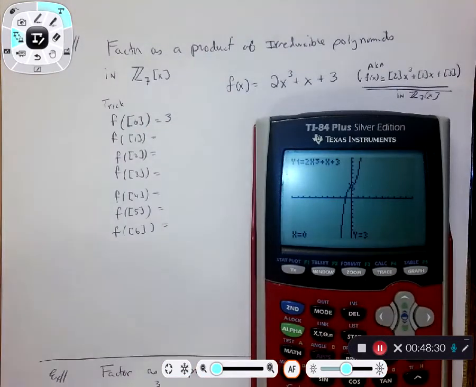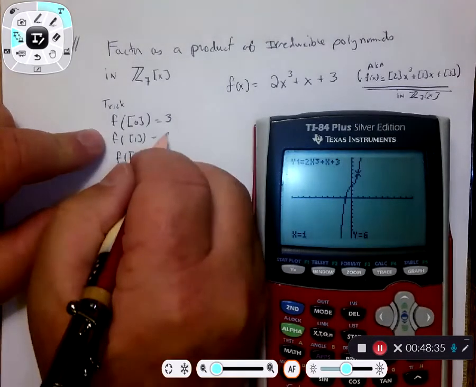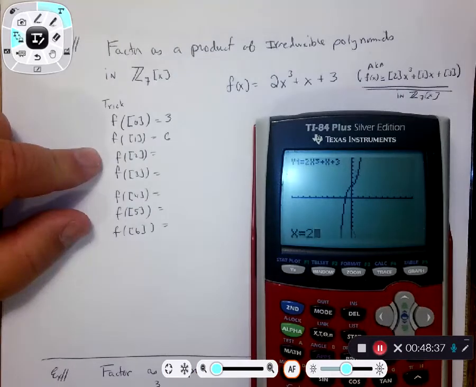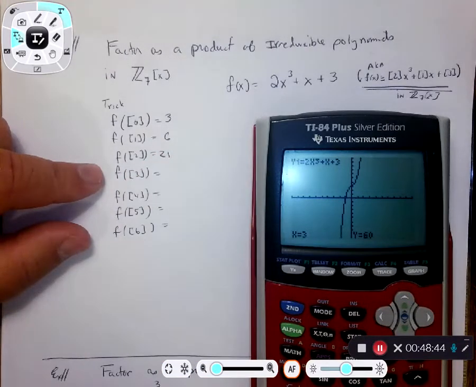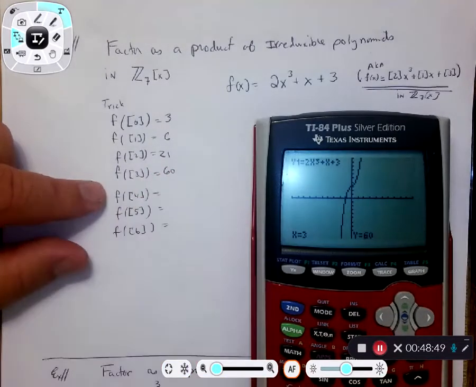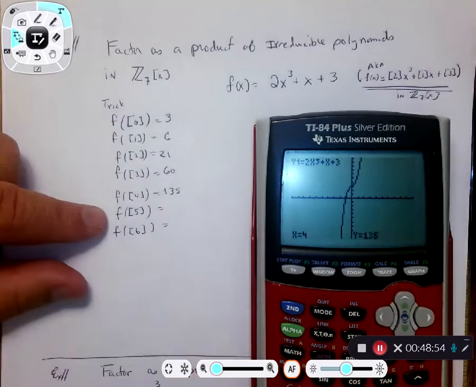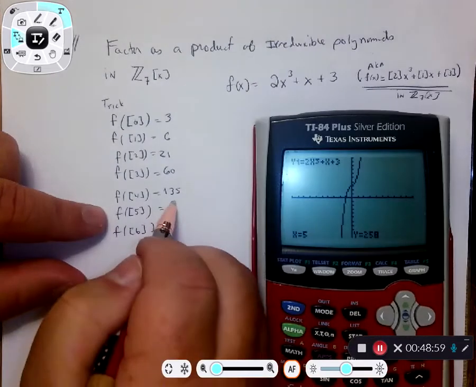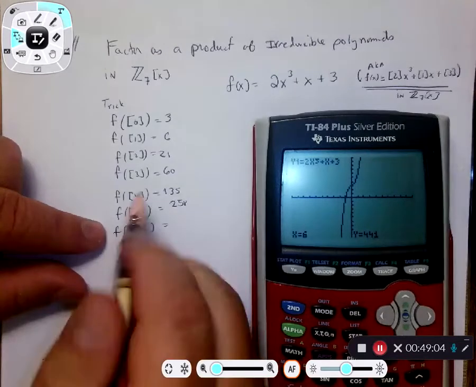Now the rest of them. When I plug in 1, I end up getting 6. When I plug in 2, I get 21. When I plug in 3, I get 60. When I plug in 4, I get 135. When I plug in 5, I get 258. And when I plug in 6, I get 441.